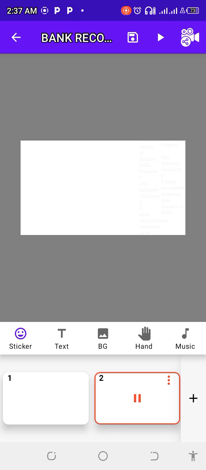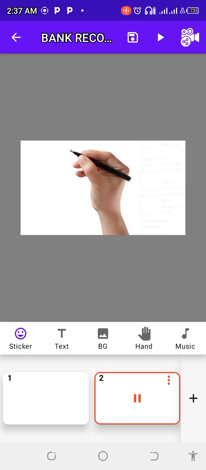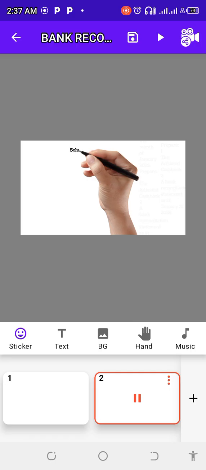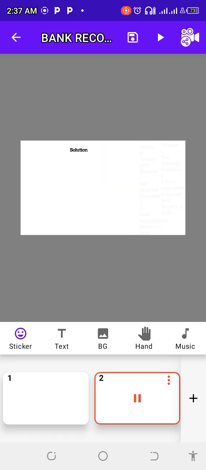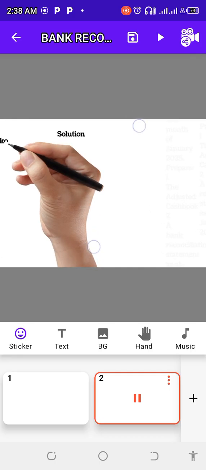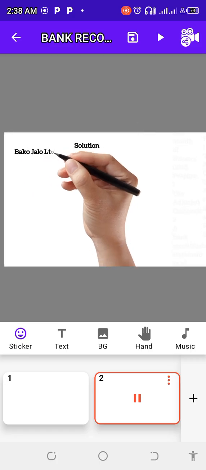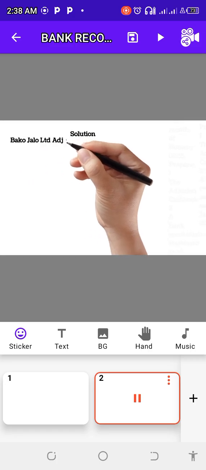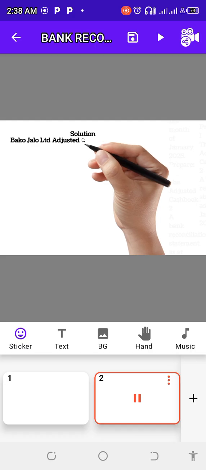So the first thing to do is to put up our T account and see the adjusted cash book. And the first thing that we have there is the balance brought down. So solution, let's go. Bakujalo Limited adjusted cash book.